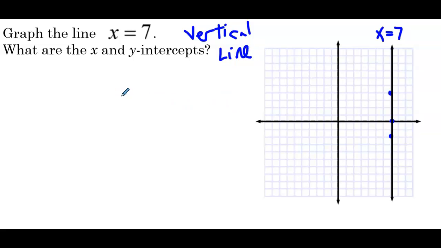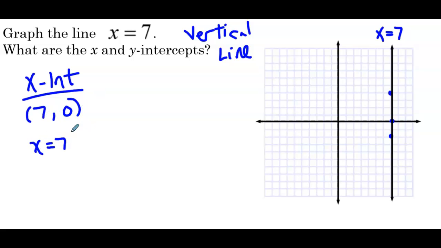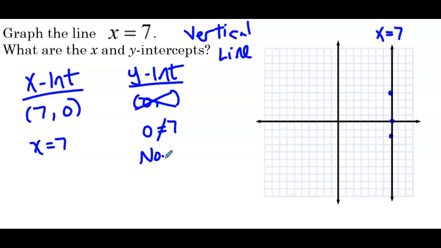And let's say we didn't recognize that it was a vertical line and we went through the process of finding the x and the y-intercepts. We'd start by trying to find the x-intercept, a point whose y-coordinate is 0. There is no y variable in the equation, so we would just get x equals 7. So 7, 0 is the x-intercept. If we try to find the y-intercept, a point whose x-coordinate is 0, we'd have 0 equals 7. That's not a true statement. So then there is no y-intercept.